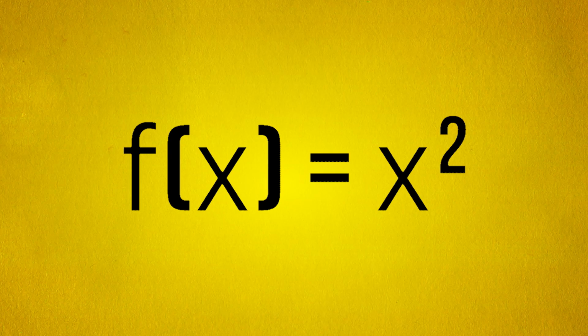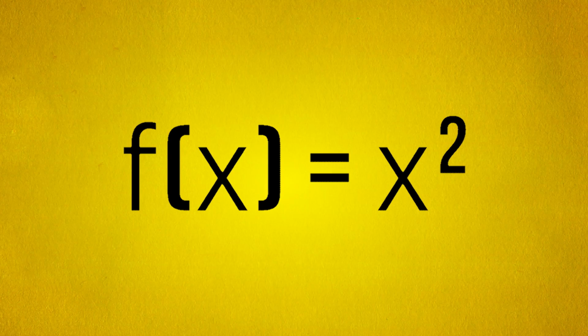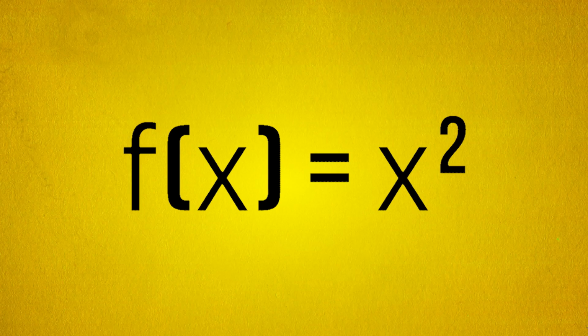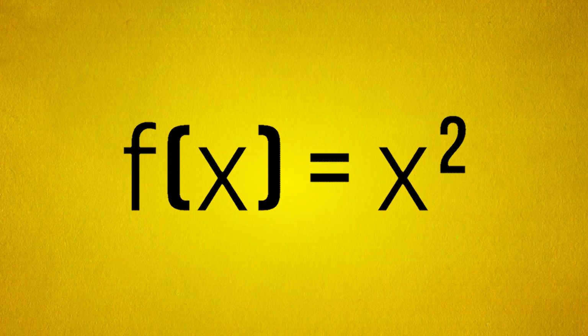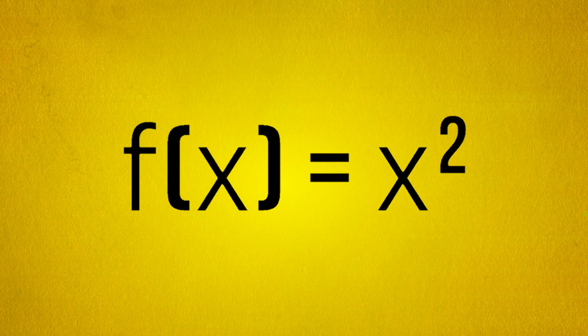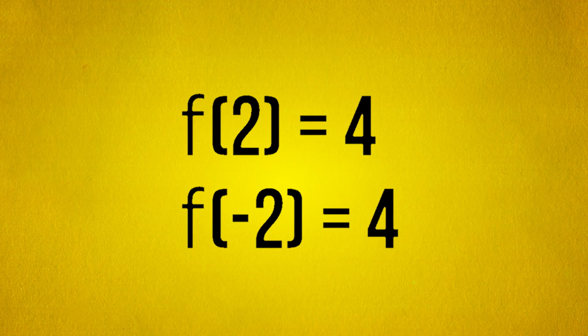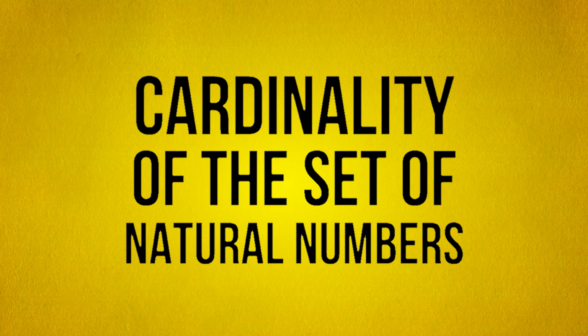For example, the function f of x is equal to x squared from the set of positive real numbers to positive real numbers is bijective. However, the same function from the set of all real numbers cannot be bijective because it does not have one-to-one correspondence. We can have f of 2 is equal to 4, but also f of negative 2 is equal to 4.